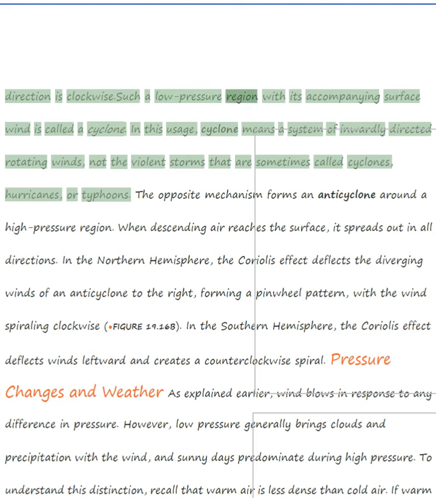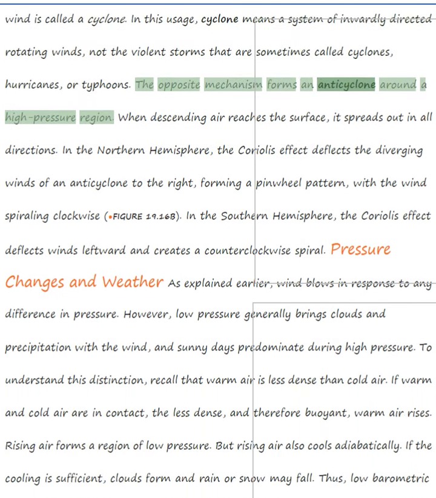Such a low-pressure region with its accompanying surface wind is called a cyclone. In this usage, cyclone means a system of inwardly directed rotating winds, not the violent storms that are sometimes called cyclones, hurricanes, or typhoons. The opposite mechanism forms an anticyclone around a high-pressure region.